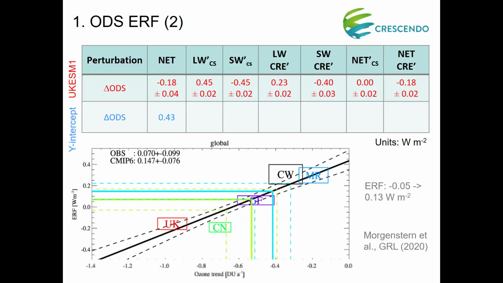And so the remaining effective radiative forcing in the UK model is really reflecting changes in the cloud radiative effect. So the question is, what is the cloud radiative effect like in the other participating models? Do other models suggest that there is an additional contribution to the effective radiative forcing from a negative change in the cloud radiative effect?